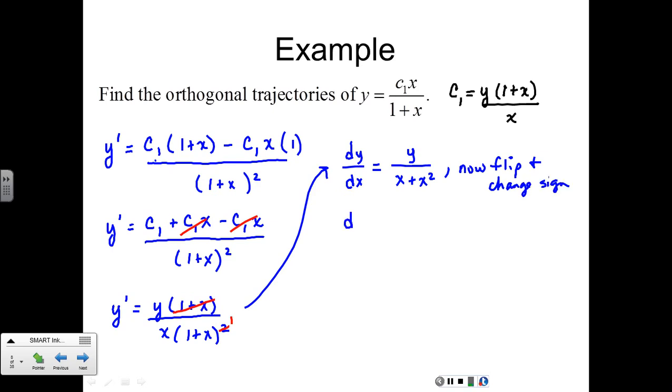So dy over dx equals, I'm going to do it this way. I'm going to put x plus x squared on top. And since it's, I'm going to do negative y. As long as I put a negative in there somewhere, it's okay. Got to flip and change the sign. So when I separate that, I get negative y dy equal to x plus x squared dx.